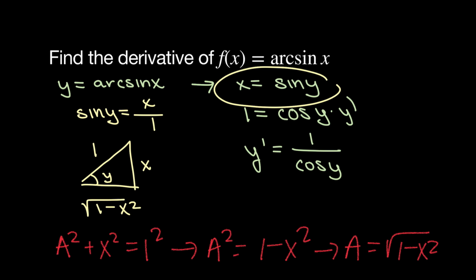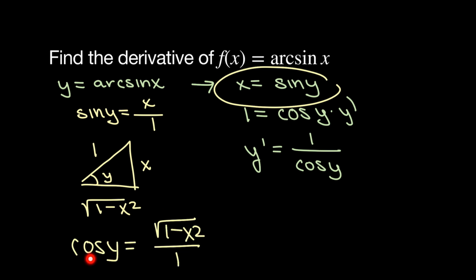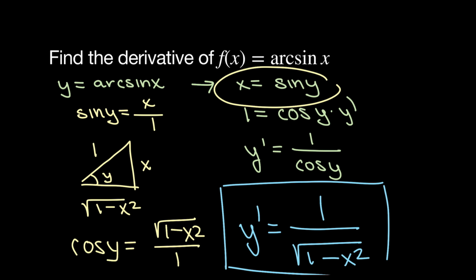And so if I solve for a, I get that missing side, that adjacent side, has to be the square root of 1 minus x squared. So using my right triangle then, cosine of angle y is adjacent over hypotenuse. So cosine of y has to be square root of 1 minus x squared divided by 1, or just square root of 1 minus x squared. Plugging that into my derivative, I get y prime equals 1 divided by the square root of 1 minus x squared. And that is the derivative of our arcsine function.